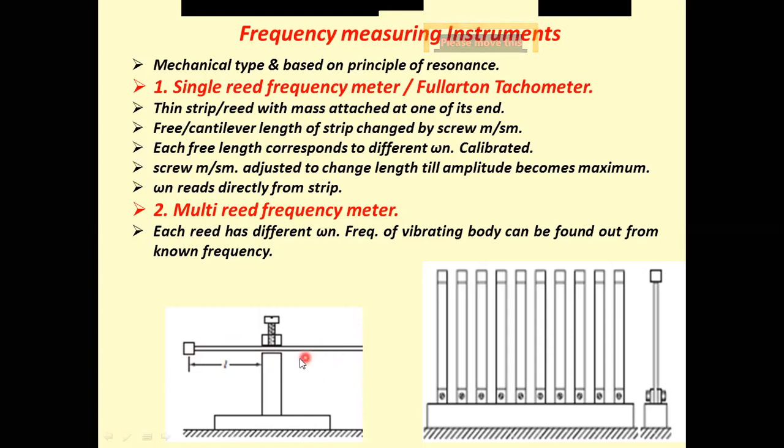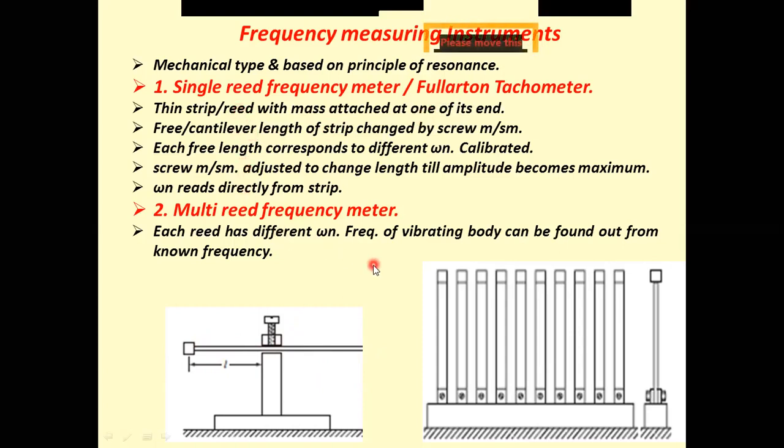Since the reeds are calibrated along the length in terms of their natural frequency, the frequency of the vibrating body is read directly on that strip. When there is resonance, at that condition we have to measure the frequency at this strip. So this is the first instrument, the single reed frequency meter, which is also called the Fullerton tachometer.